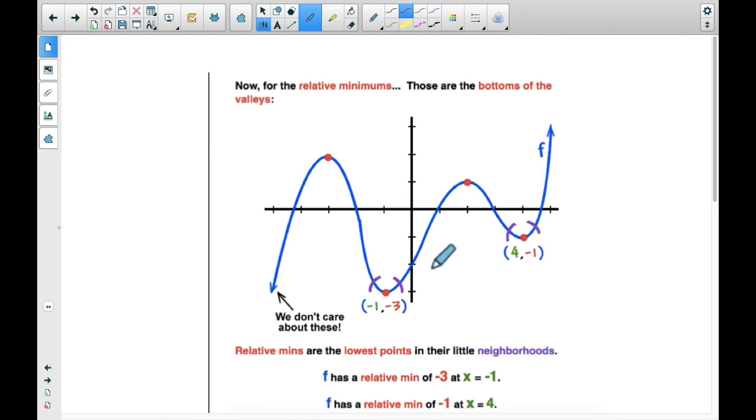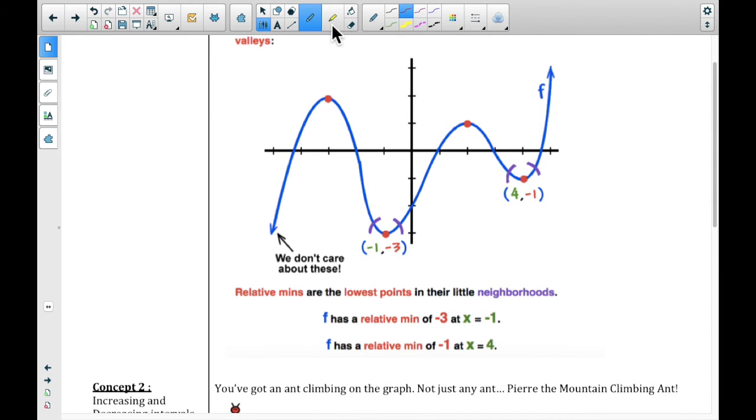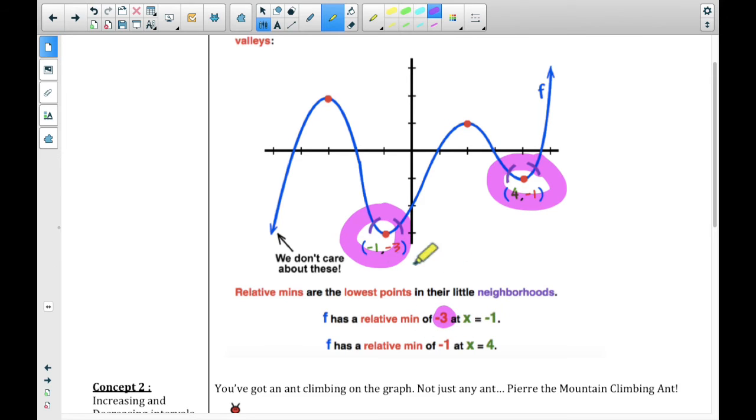Relative min, same thing. That's at the bottom. And so again, we can look at a couple of different examples. Here's a minimum point, and here's a minimum point. Has a relative min of negative 3. How low did it get? It got down to negative 3. Where? At 1, or excuse me, negative 1. What's another one? Well, over here it got down to negative 1. Where was it? It was at x equals 4.